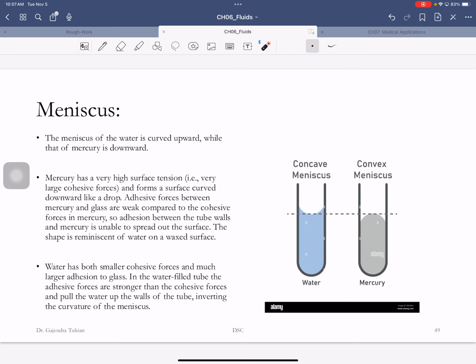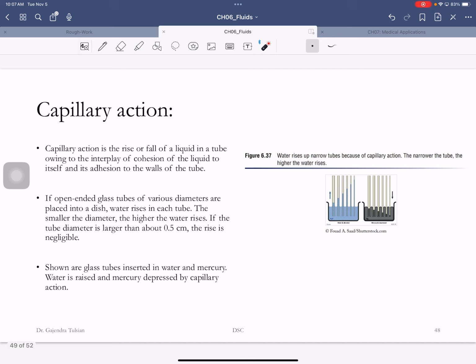So if you have a capillary tube, the narrower the capillary, the higher water will rise. The adhesive forces are responsible for the capillary effect. And you see, the wider the capillary gets, the less the water will rise, so the less that effect is. In an extremely wide tube, you'll hardly have any rise.